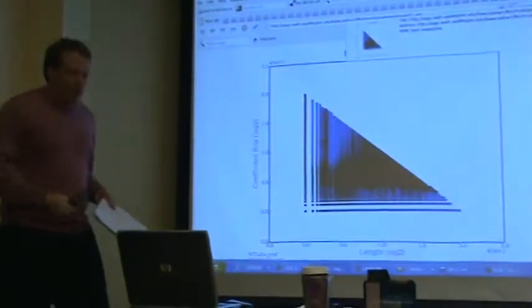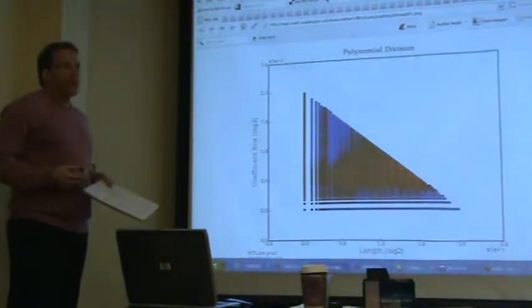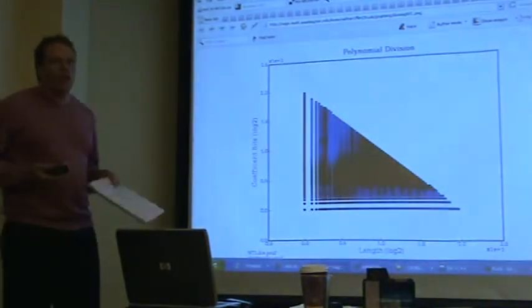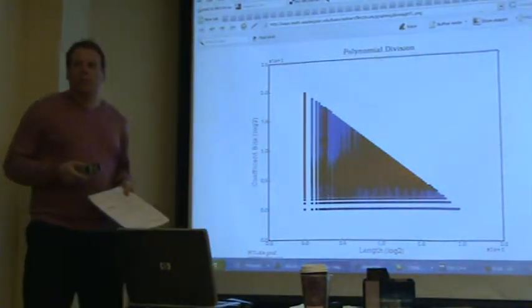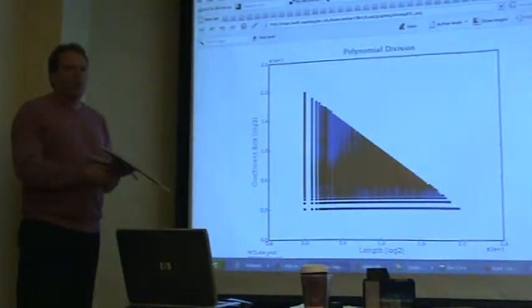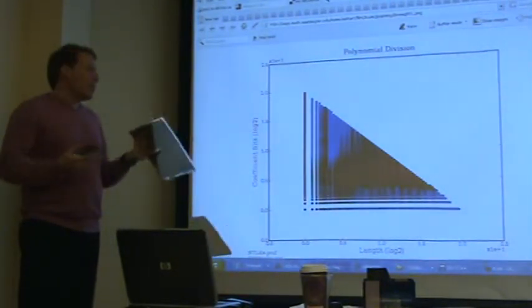The next logical problem after polynomial multiplication is polynomial division, which for ZX is not even clear what you mean by. So we're a little bit crazy even implementing this, but we did anyway.